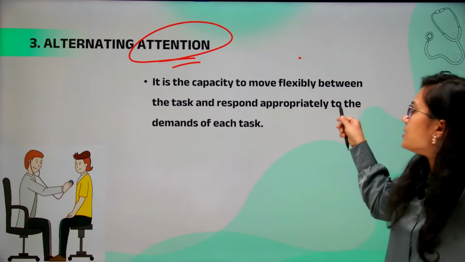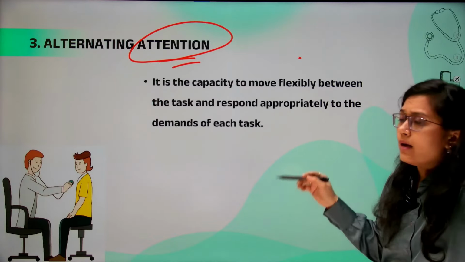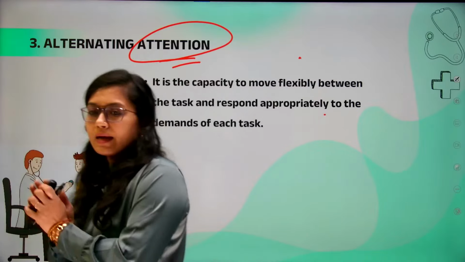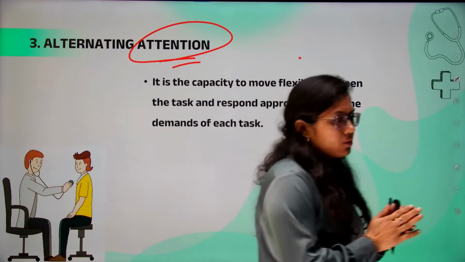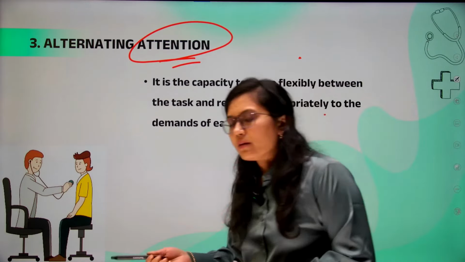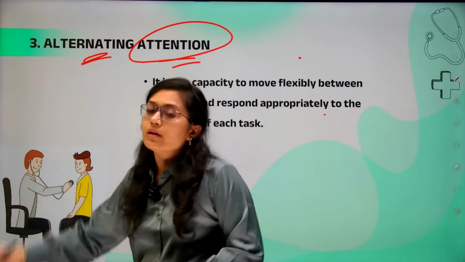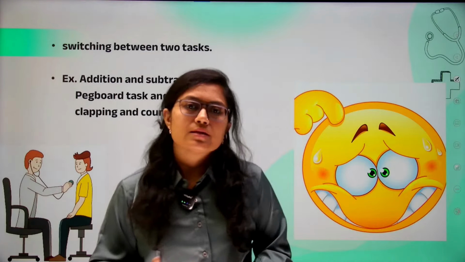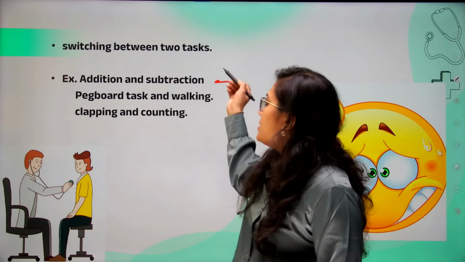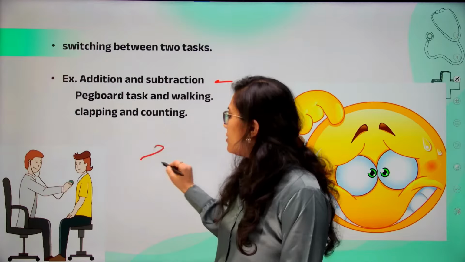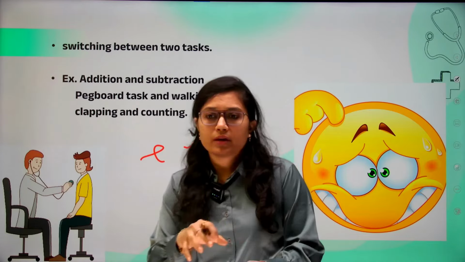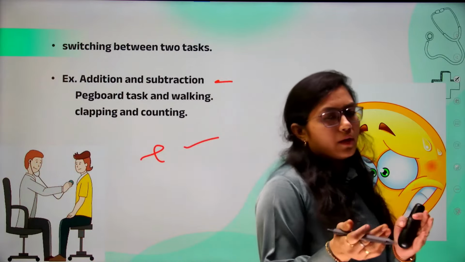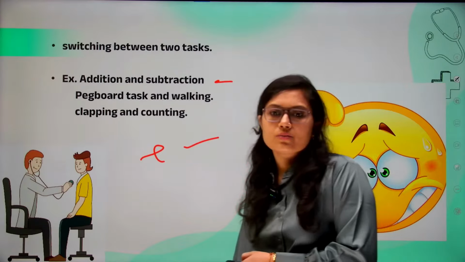So it is the capacity to move flexibly between the tasks and respond appropriately to the demand of each task. कि मैंने बोला वॉक किया, अभी क्लैप करो, वापस वॉक करो, फिर क्लैप करो. Fine. If patient responds to these activities, then it will be considered as a patient is having a good alternating attention. That is switching between two tasks very easily. That is, for example, addition and subtraction. पहले कुछ addition किया, फिर उसका subtraction करो. Whether pegboard task, walk किया, उसके बाद थोड़ा सा pegboard task करो, फिर वापस आओ, or clapping and counting. Fine. So these are some of the things which can be done.